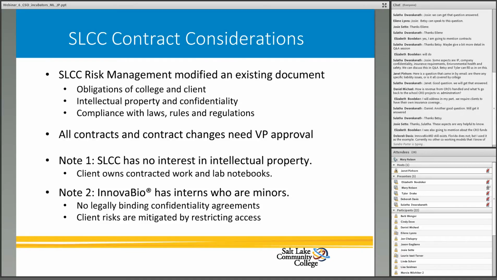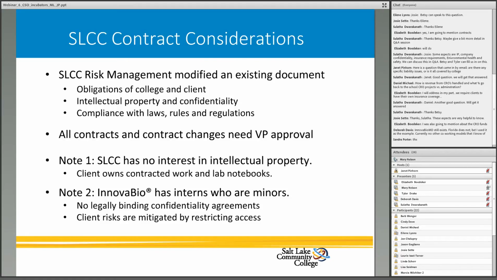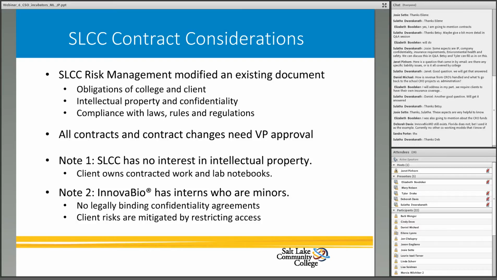So just a few things I want to mention from the contract that we have with all these biotech companies. It has the typical contract things that were generated by risk management. We had a template document to cover obligations, and I'll talk about intellectual property in further detail below. So all contracts and contract changes need to be approved by our vice president. One quick note, SLCC has no interest in the intellectual property, so everything we do under contract belongs to the company, and that includes work in the lab notebooks.